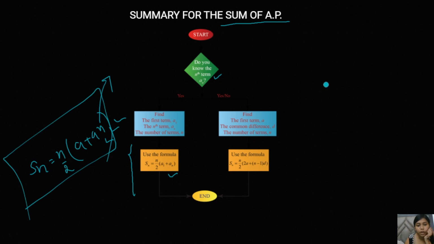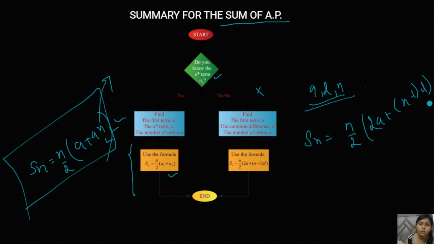And if you're not aware of this, okay, then you have a, d and n, which are always mentioned in the question. d you have to find out using the AP. a is already given in the AP and n is also given. So in that case, if an is not given, then you can apply this particular formula and you will get your Sn. I hope this is clear.